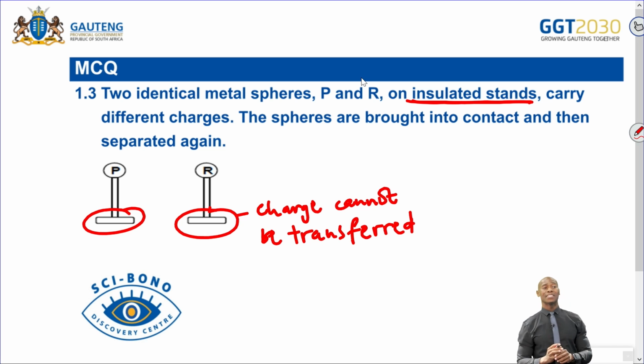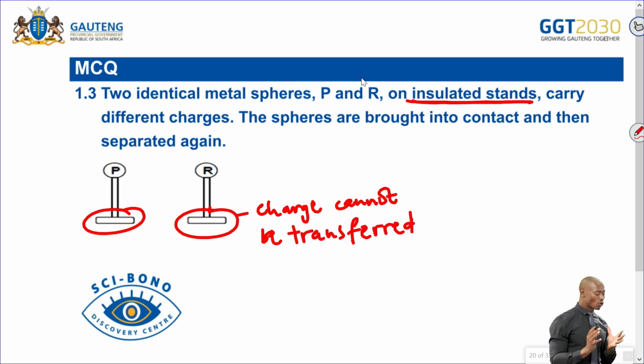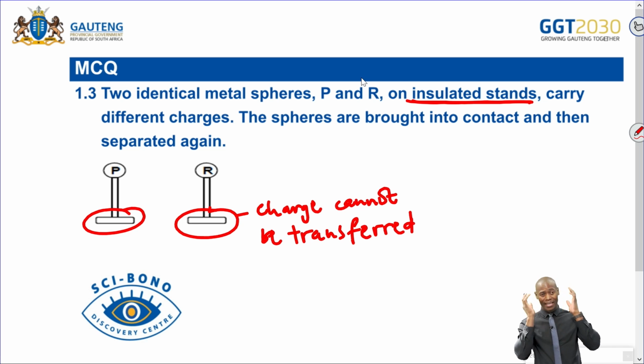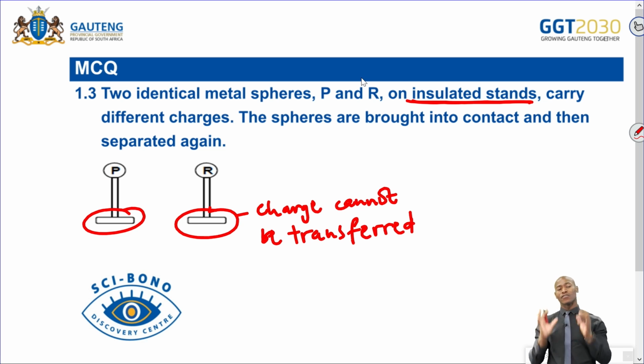So 2 identical metal spheres P and R on insulated stands carry different charges. The spheres are brought into contact and then separated again. They are brought into contact. What should come to your mind? Q equals Q1, Q2 over what? Over R squared. The charge on each sphere, the charge on each sphere, that will be equal after what? After contact. So if the charge here is 2, even for R, it's going to be 2 coulombs, right? After what? After contact. Okay.